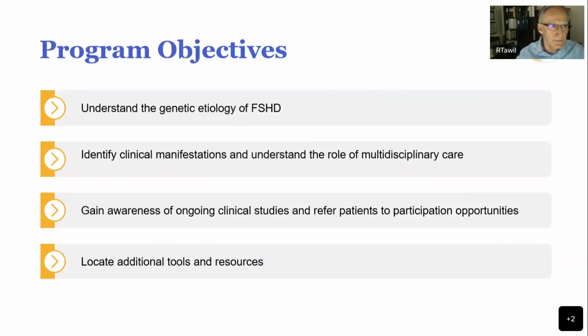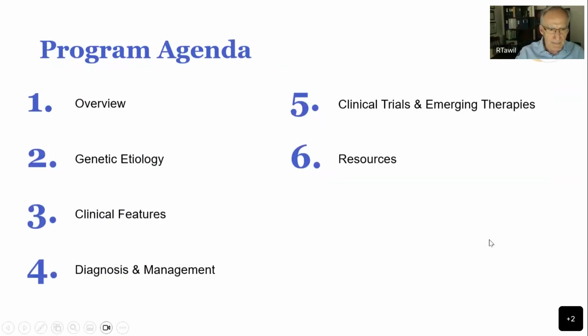Thank you. So these are the objectives of the program. We'll try to understand the genetic etiology of FSHD, identify clinical manifestations, understand the role of multidisciplinary care, gain awareness of ongoing clinical trials, refer patients to participating opportunities, and also locate additional tools and resources. So we'll have an overview, some description of the genetic etiology, clinical features, diagnosis, management, clinical trials and emerging therapies, as well as resources.